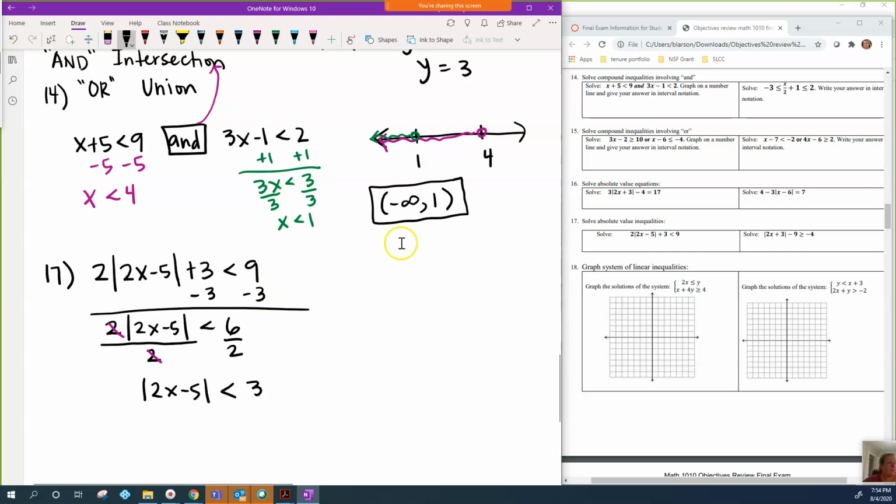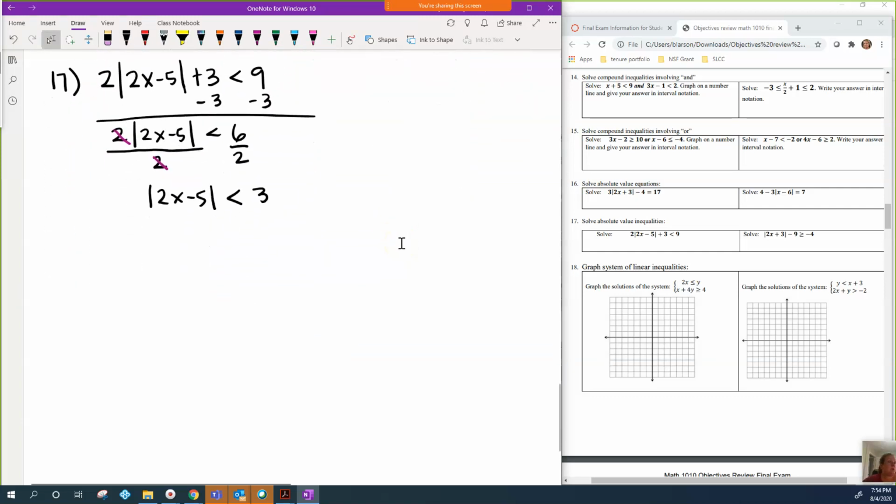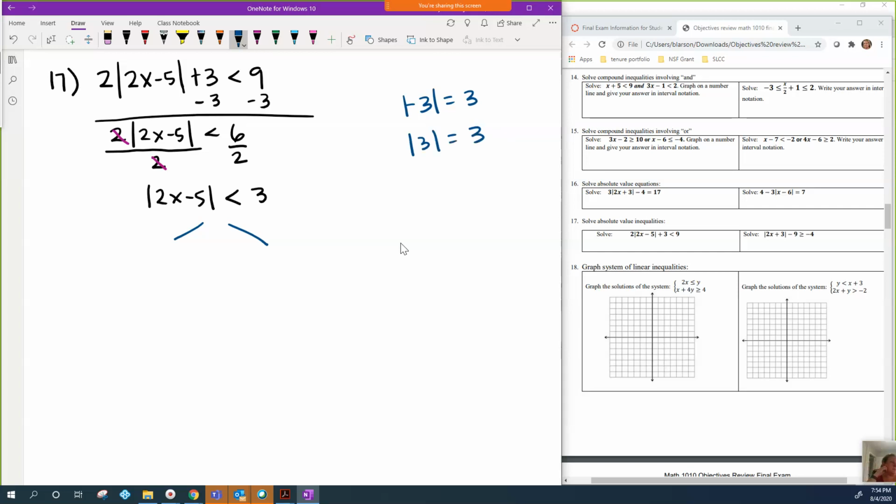Now, with any absolute value, whether it's an equation or an inequality, we've got to write down two different statements. Because remember, the absolute value of negative 3 is 3, but the absolute value of positive 3 is also 3. So there's two ways to get to the same answer. That's why I've got to write these down both ways. My first one is just going to be the same except without the absolute value bars, so 2x minus 5 is less than 3. How would I write the other one?